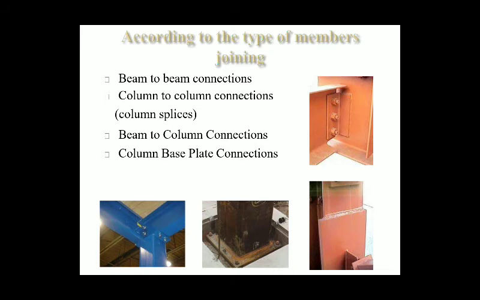The third one is beam to column connections. Beam to column connection means if you are going to connect a beam and a column together, then that type of connection is a beam to column connection. And the last one is the column base plate connection. That means at the base of the column, between the footing and the column, there is a base plate. To attach the base plate with the column, there is a connection called the column base plate connection. So all four figures shown in this slide represent these four types of connections depending on the type of members joining.